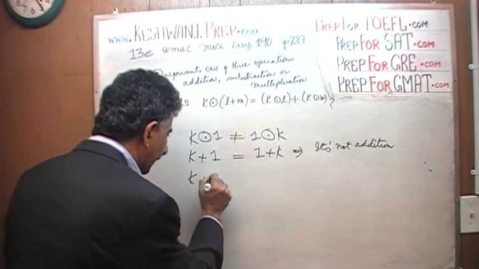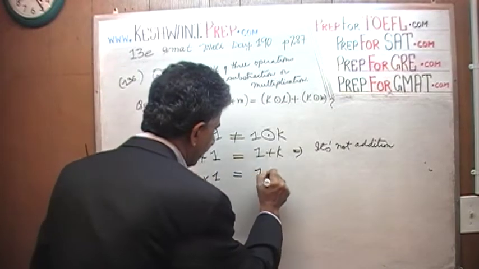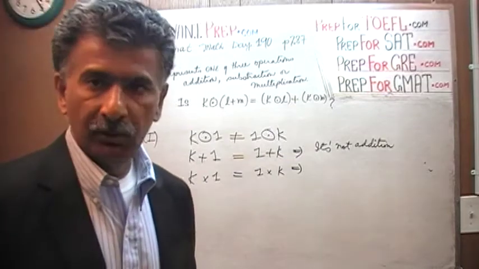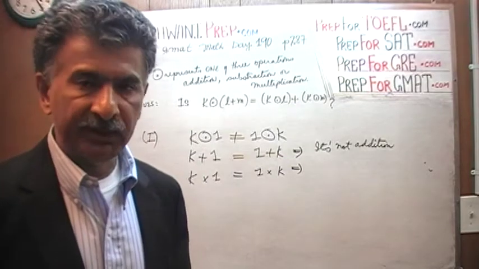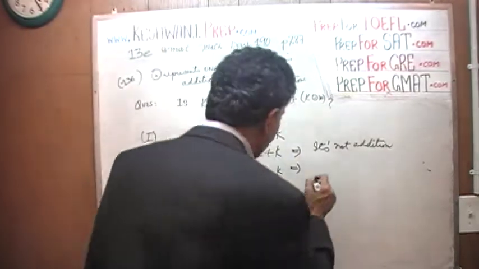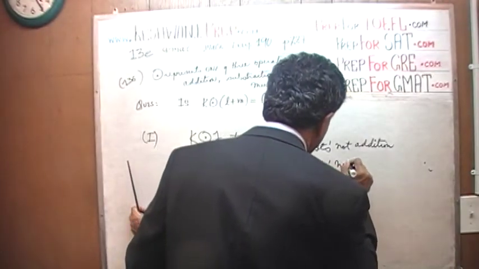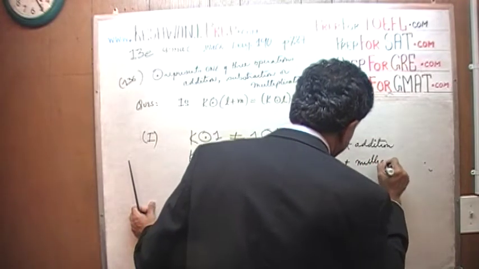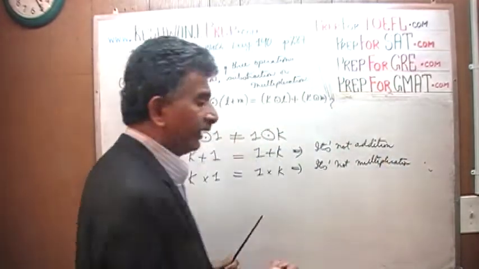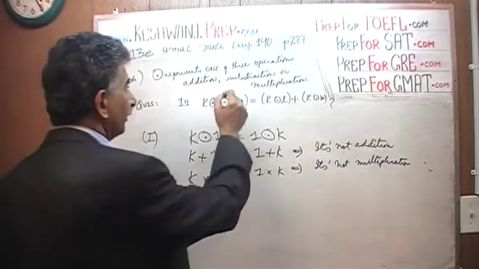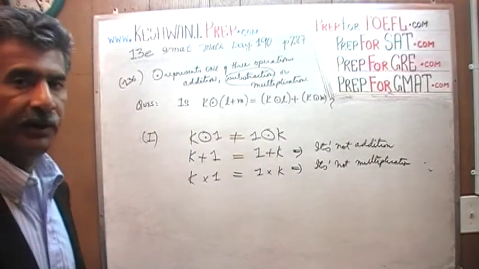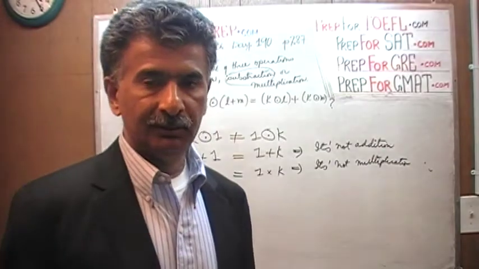Similarly, k times 1 equals 1 times k. Both in addition and in multiplication, order doesn't matter. A times b is same as b times a. A plus b is same as b plus a. That also tells us that it is also not multiplication. Well, then it's got to be subtraction. It's the only one left. It has to be subtraction. So now that we know that the operation in question is a subtraction, let's do it.